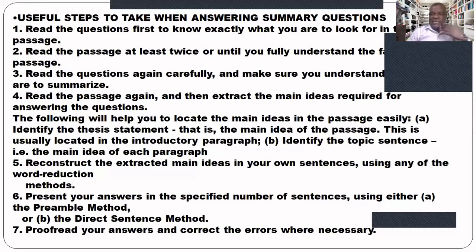In writing an essay, you are to increase words, develop your ideas from one sentence into paragraphs and into pages, but it's not so with summary writing. You are given a whole passage and you are asked to summarize it in a few sentences, as we shall see. So it's all about word reduction.